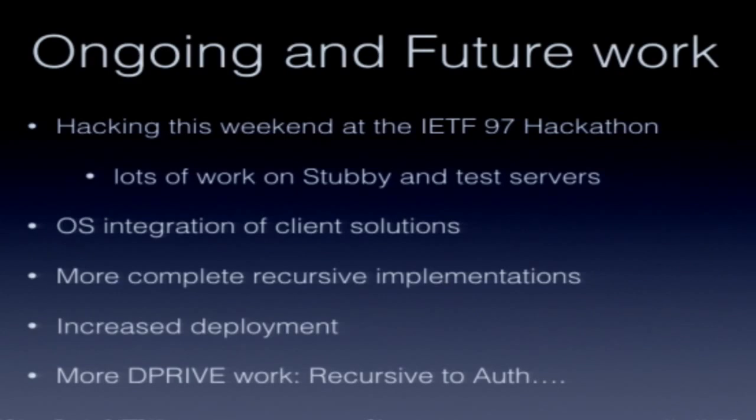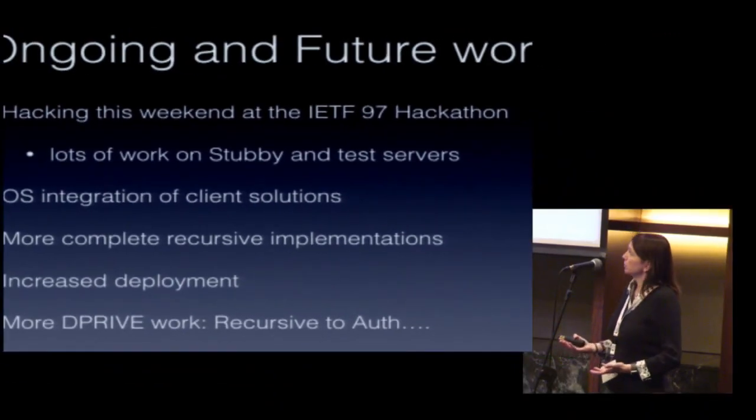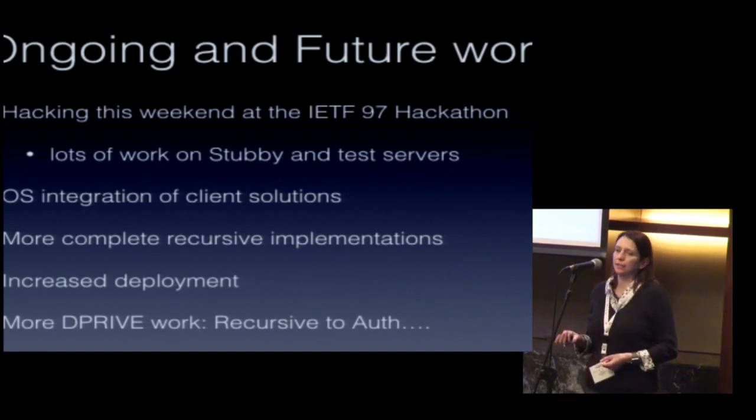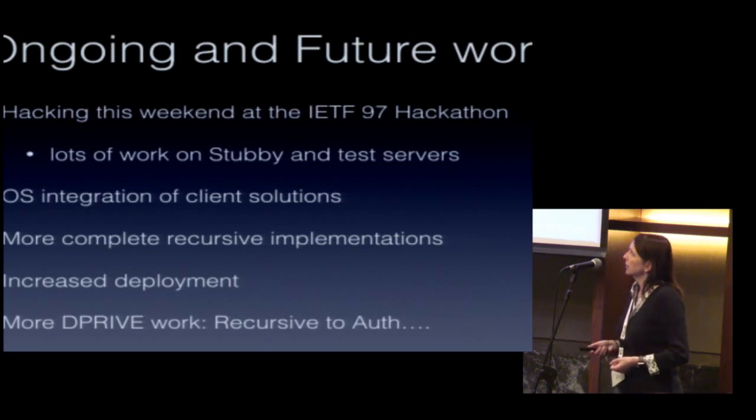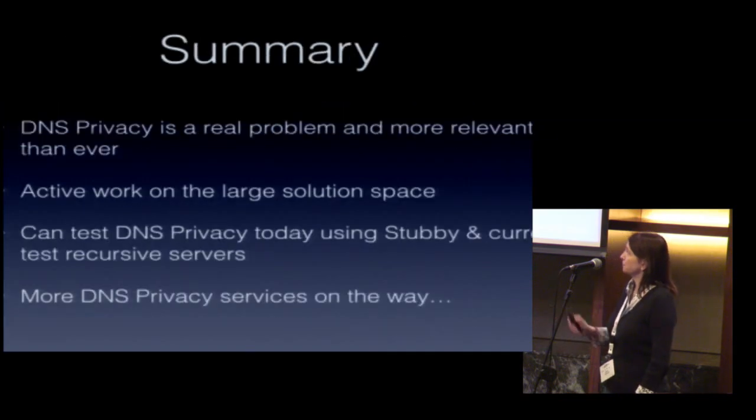So just to mention what's still ongoing at the moment. As I mentioned, there's been a lot of work in the hackathon this weekend. We're doing a lot of interop testing between Stubby and some of these upstream servers. So we're hopefully maturing this and making it much more usable. A challenge that I haven't really touched on much is that of integrating not only Stubby, but other client solutions into OSs, making them accessible, making them usable for users. And this faces a very similar challenge to DNSSEC in that respect. So hopefully we can learn something from that. We need more completeness in the recursive implementations, more deployment, and obviously there's still the recursive to authoritative work to tackle.